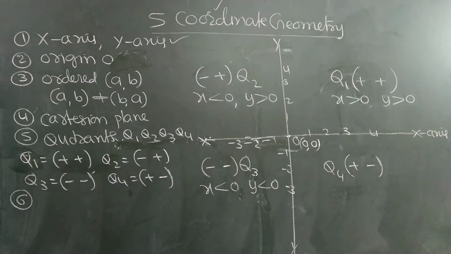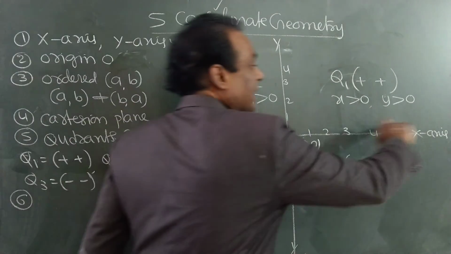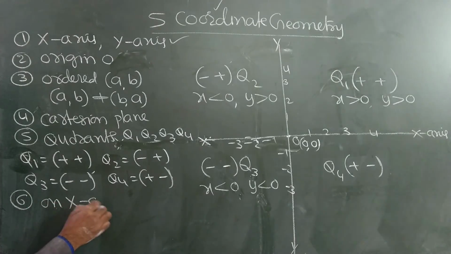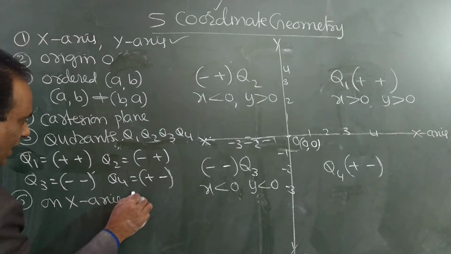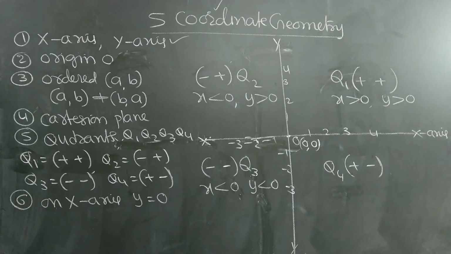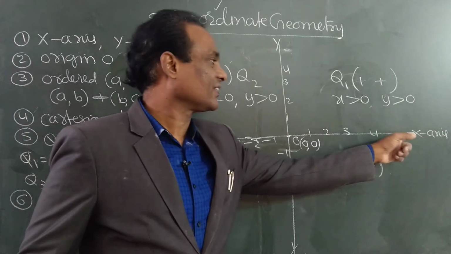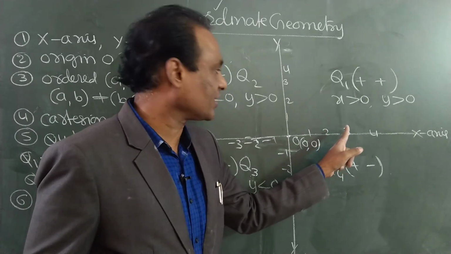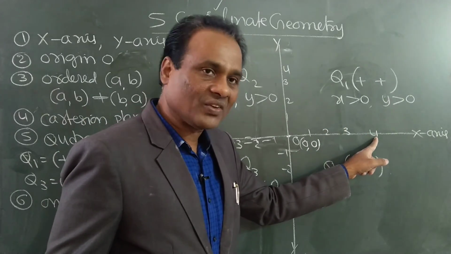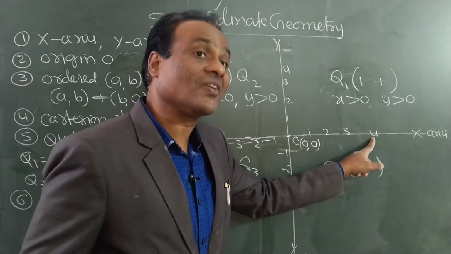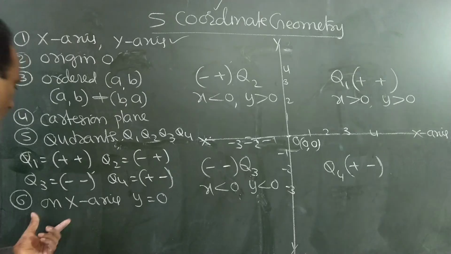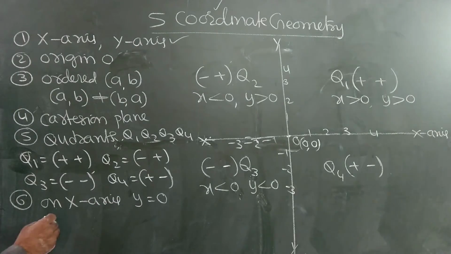Sixth point. At any point on x-axis, y value is 0. At any point on x-axis, what is x value here? 1. What is x value here? 2. What is x value here? 3. What is x value here? 4. X value 4. But what is y value here? Y value on x-axis 0. On x-axis y is equal to 0.